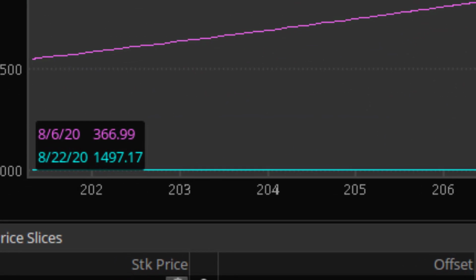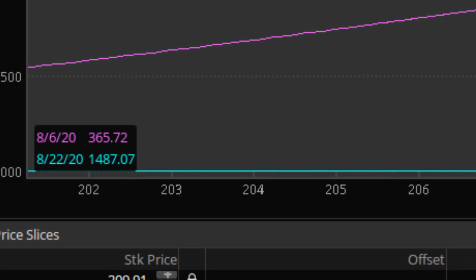We'll look down over here to the left, and it gives us another scale. It shows us today's date, 8/6 of 2020. There's your 366.99, now pointing to 214.99 for a stock price. But you notice that the blue curve is showing the expiration date, 8/22/20. We would be up almost $1,500, $1,497.17. But I would need the time to pass all the way to 8/22.